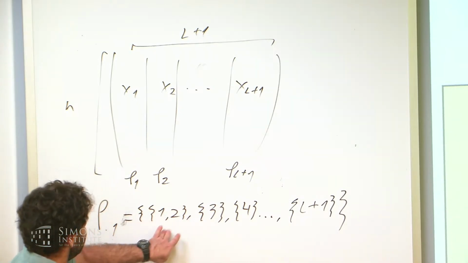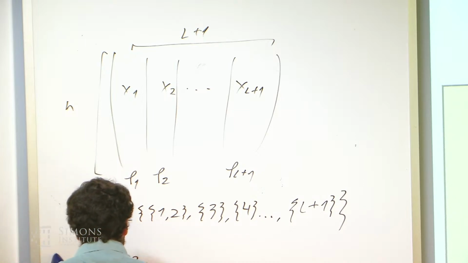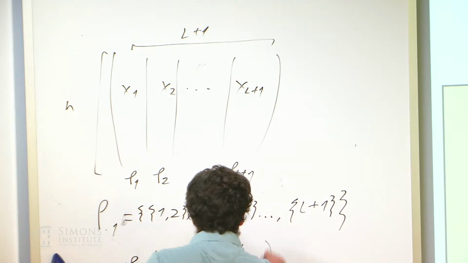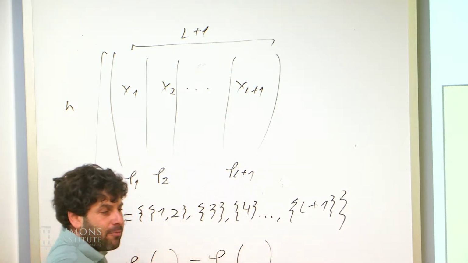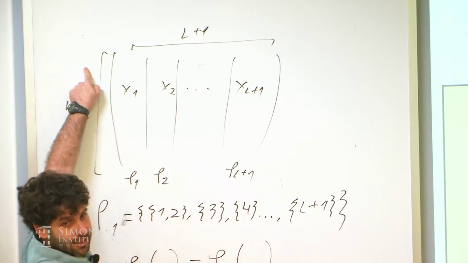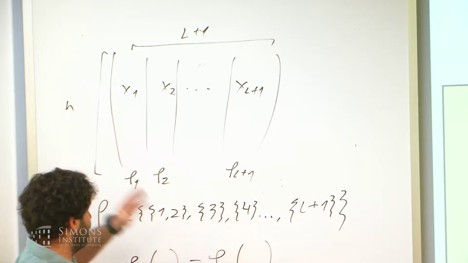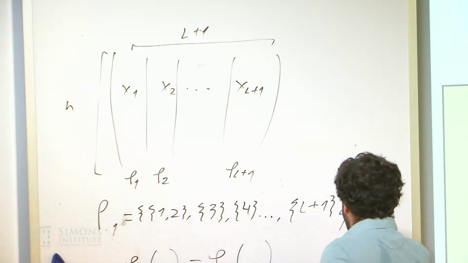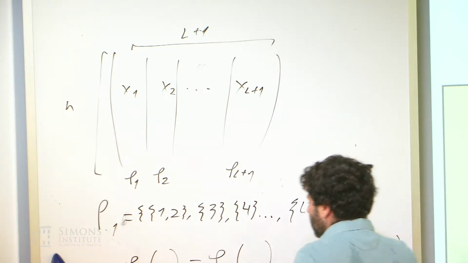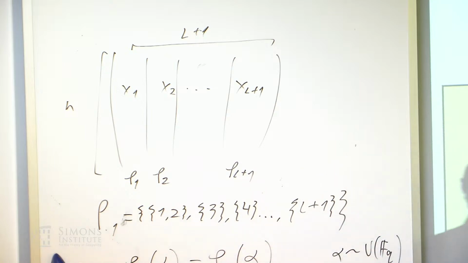What does this mean? It means that phi1 of something must equal phi2 of something. Of what? Of some random field element, right? Because this row corresponds to some random field element. So there's some random alpha taken uniformly in FQ, and phi1 of alpha needs to equal phi2 of alpha.